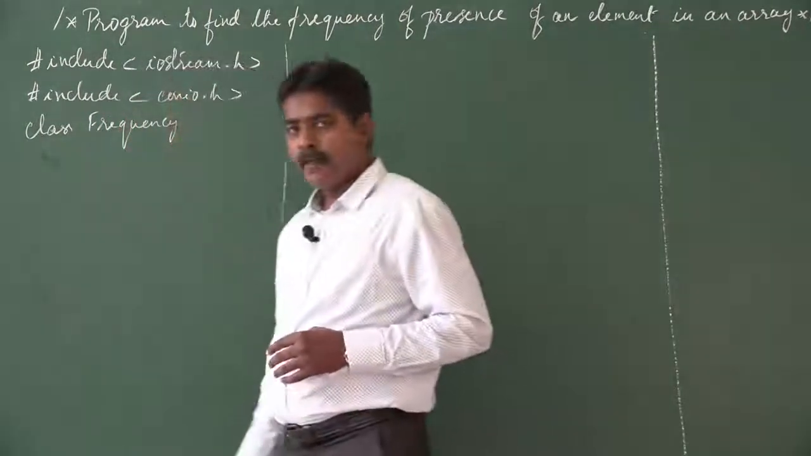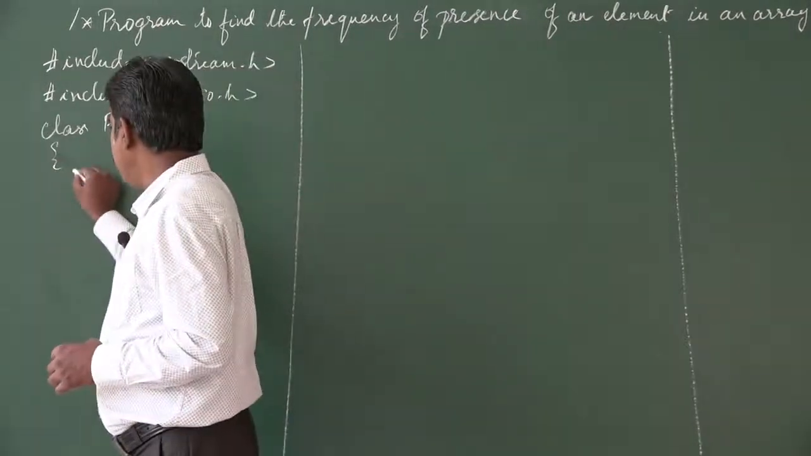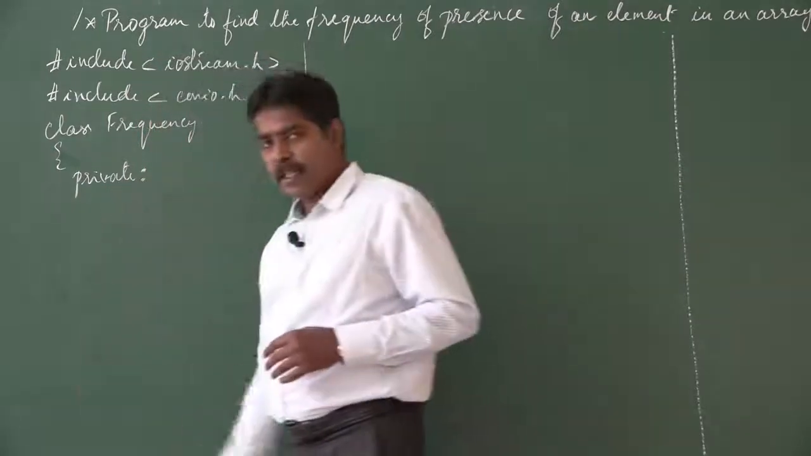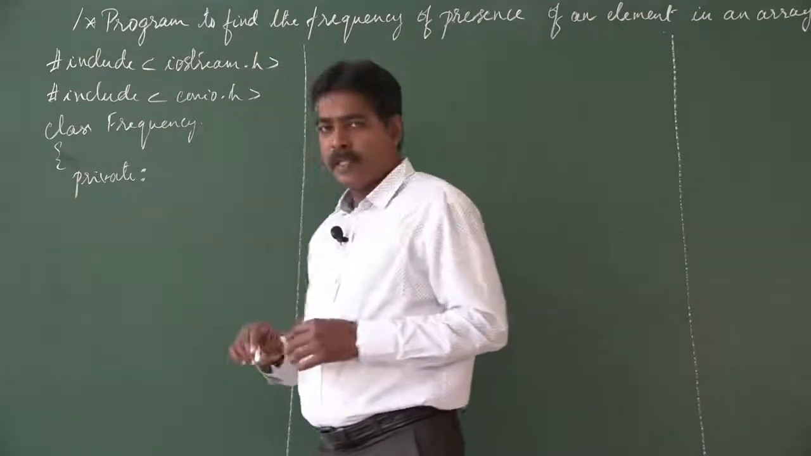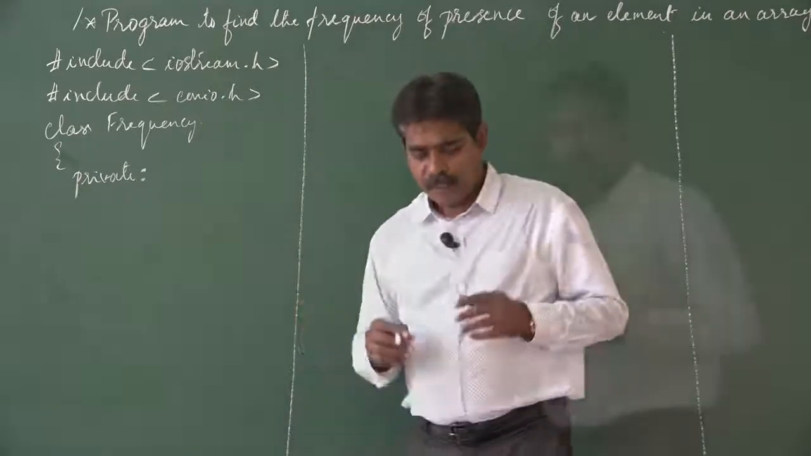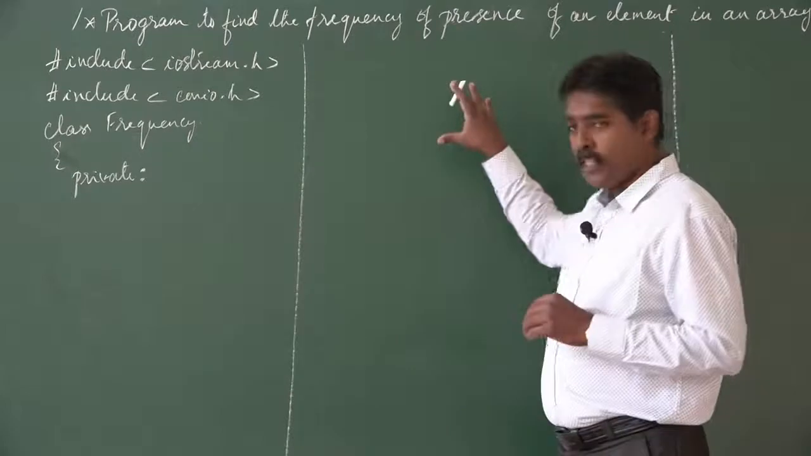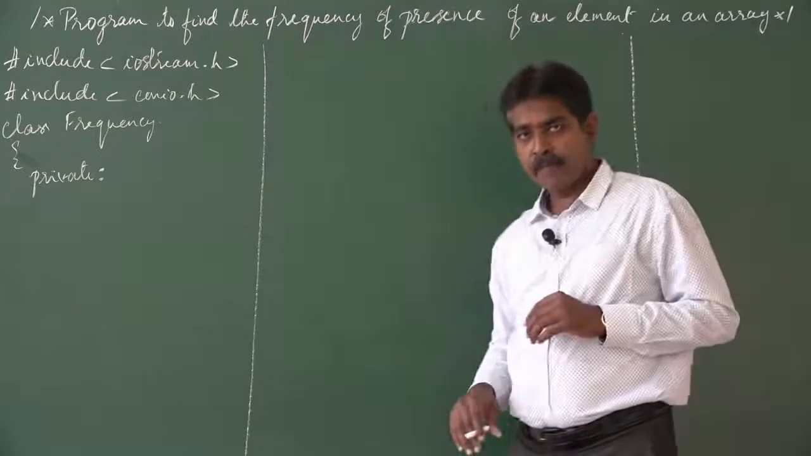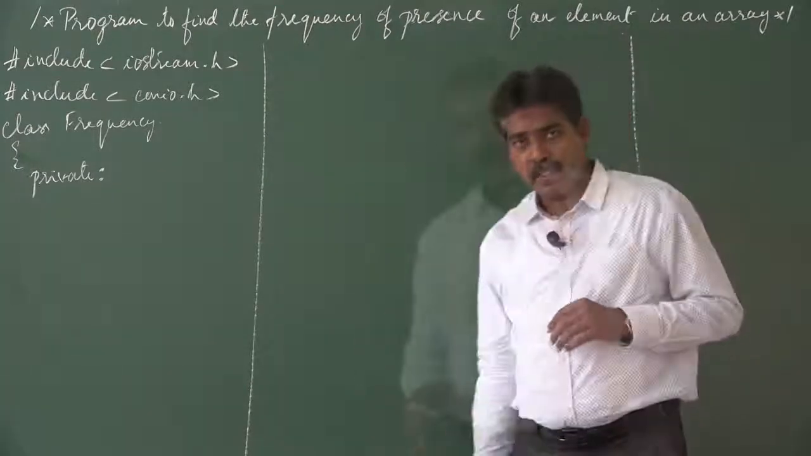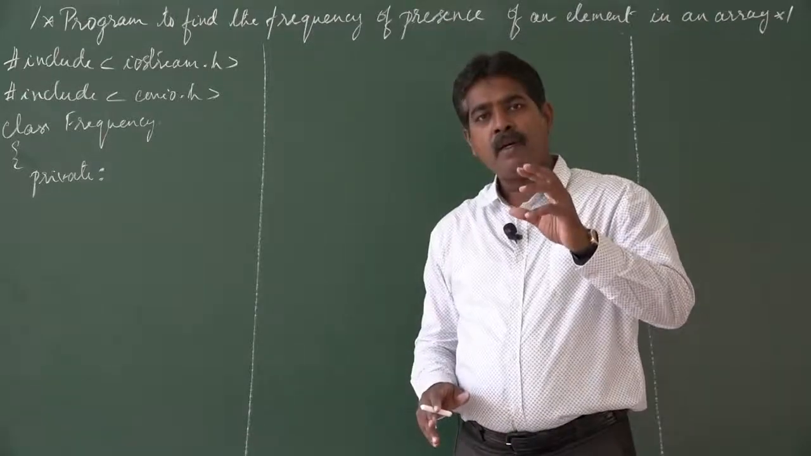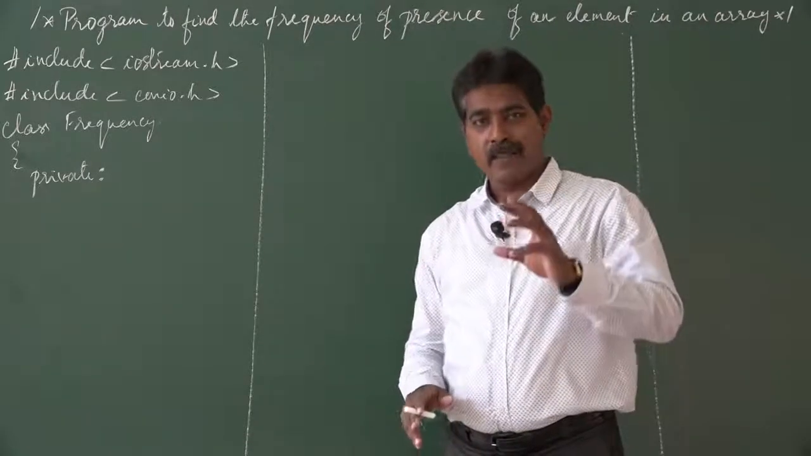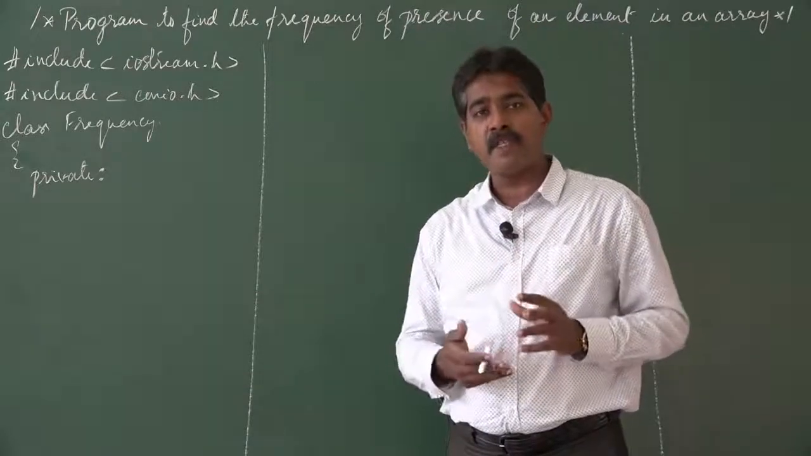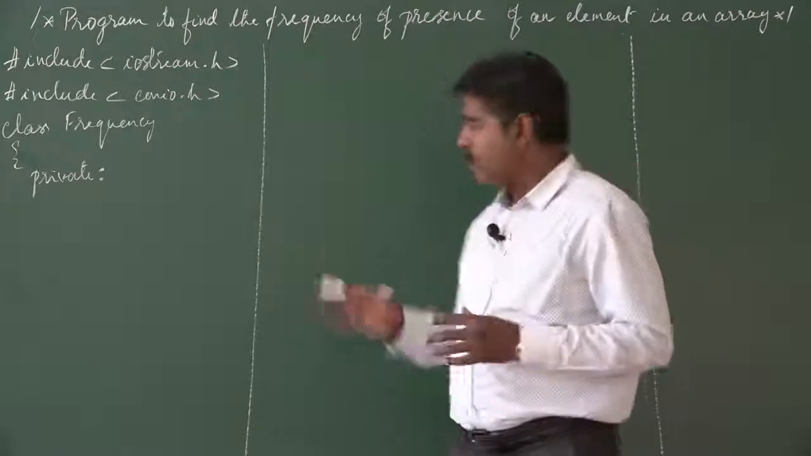Class name will be frequency, and then we declare the variables under private. That is, under the private access specifier, we are going to declare a few variables. And what are these variables? Now let us understand the nature of the program. Frequency of presence of an element in an array. Frequency of presence in the sense, how many times, or what is the frequency of occurrence of an element in an array. That is, how many times an element is present in an array. This is what the context is.